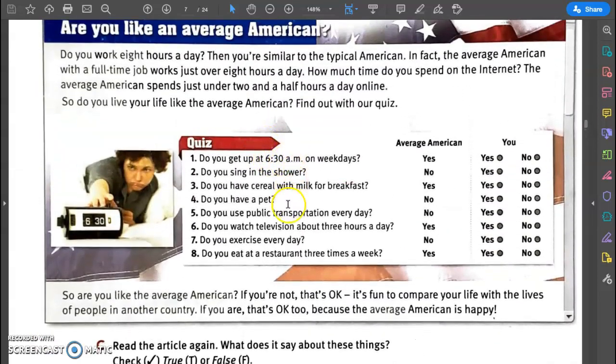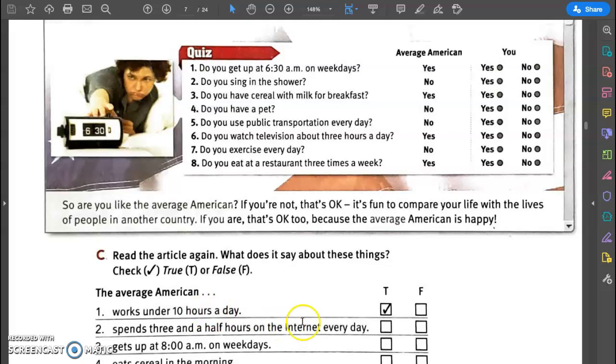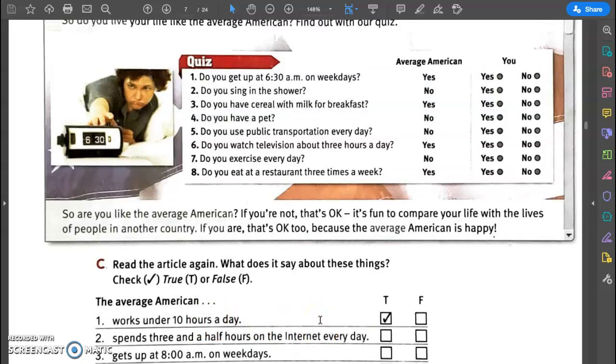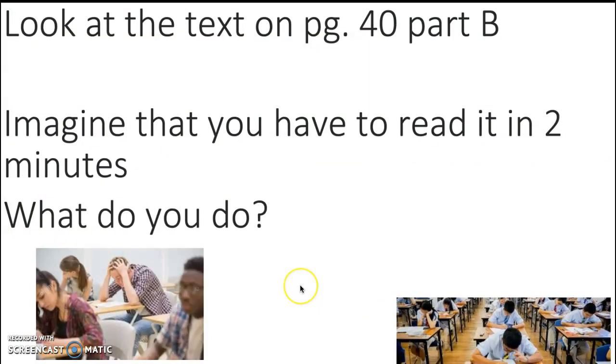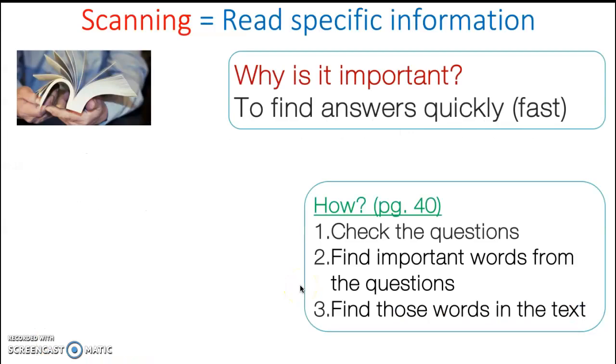There are some sentences here and you have to complete this, true or false. In this case, you can use a strategy called scanning. What is scanning? It's when you read specific information in a text. This is very important when you have to answer something very quickly. How do we do scanning?